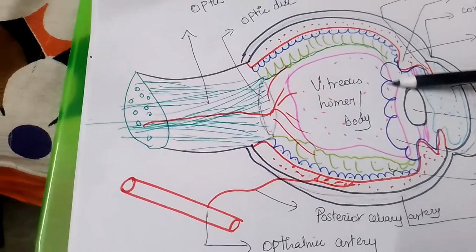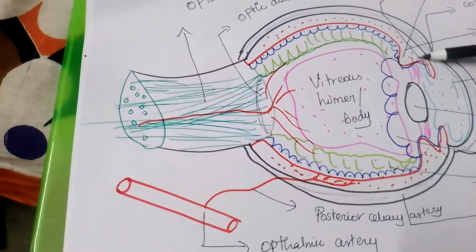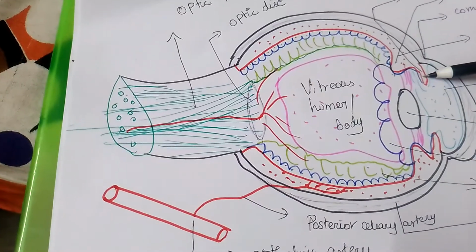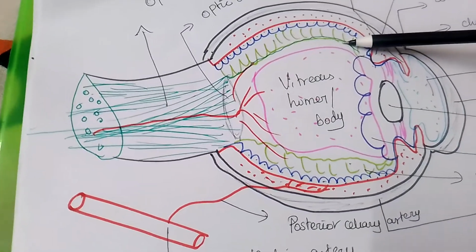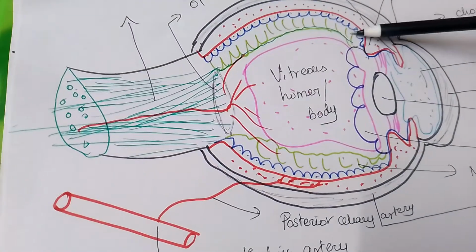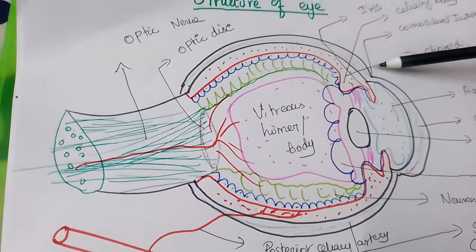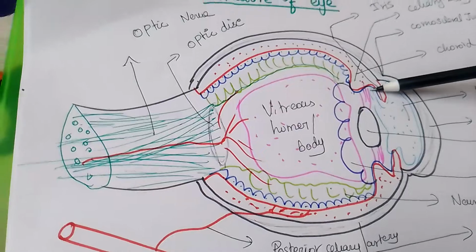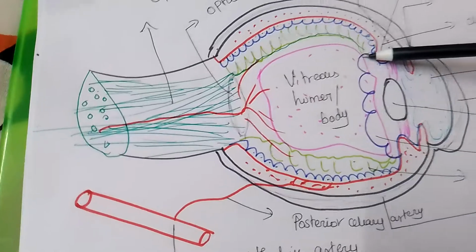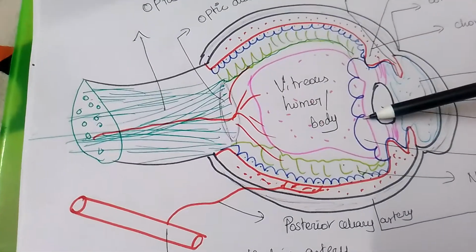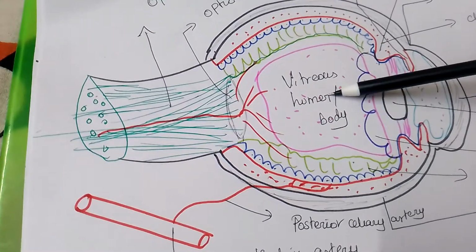The fluid present here is called the aqueous humor, and this projected portion is called the ciliary body. The innermost layer has two layers, the pigmented layer and the neuronal layer. This is the epithelial pigmented layer, and this is the neuronal layer rich in rods and cones. At the corneoscleral junction there is the ora serrata, a light sensitive area of the retina. Behind it, the fluid present in the posterior part of the eye is called the vitreous humor.